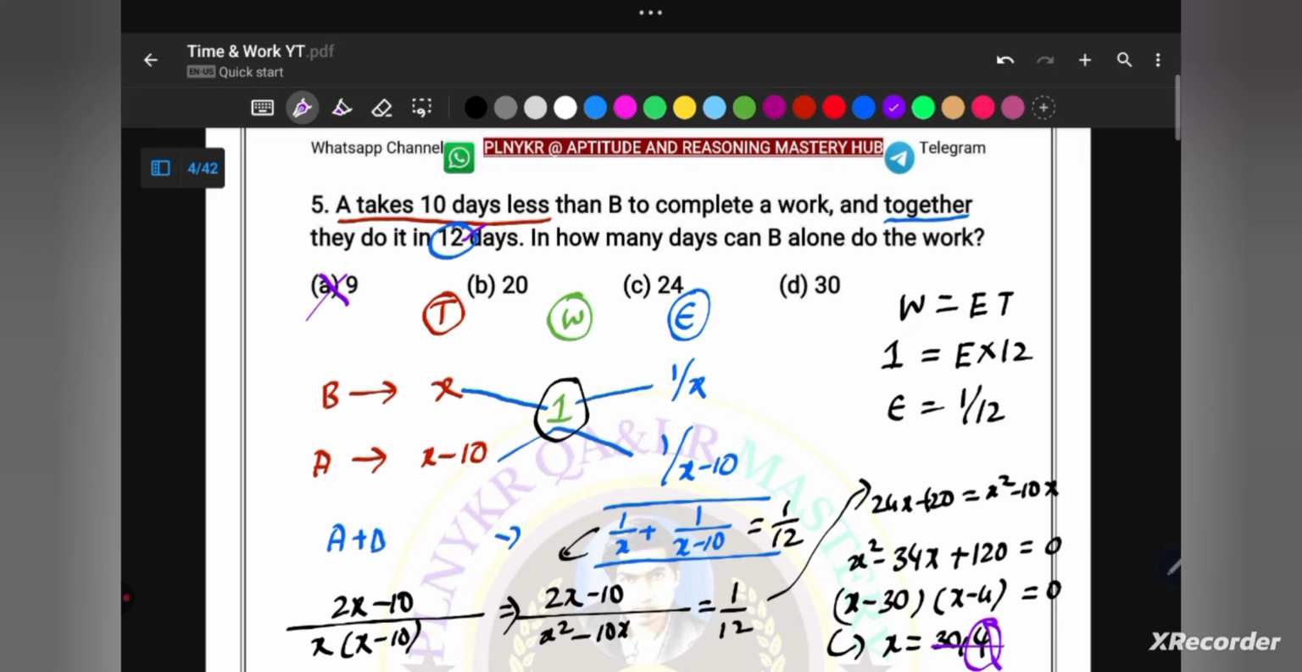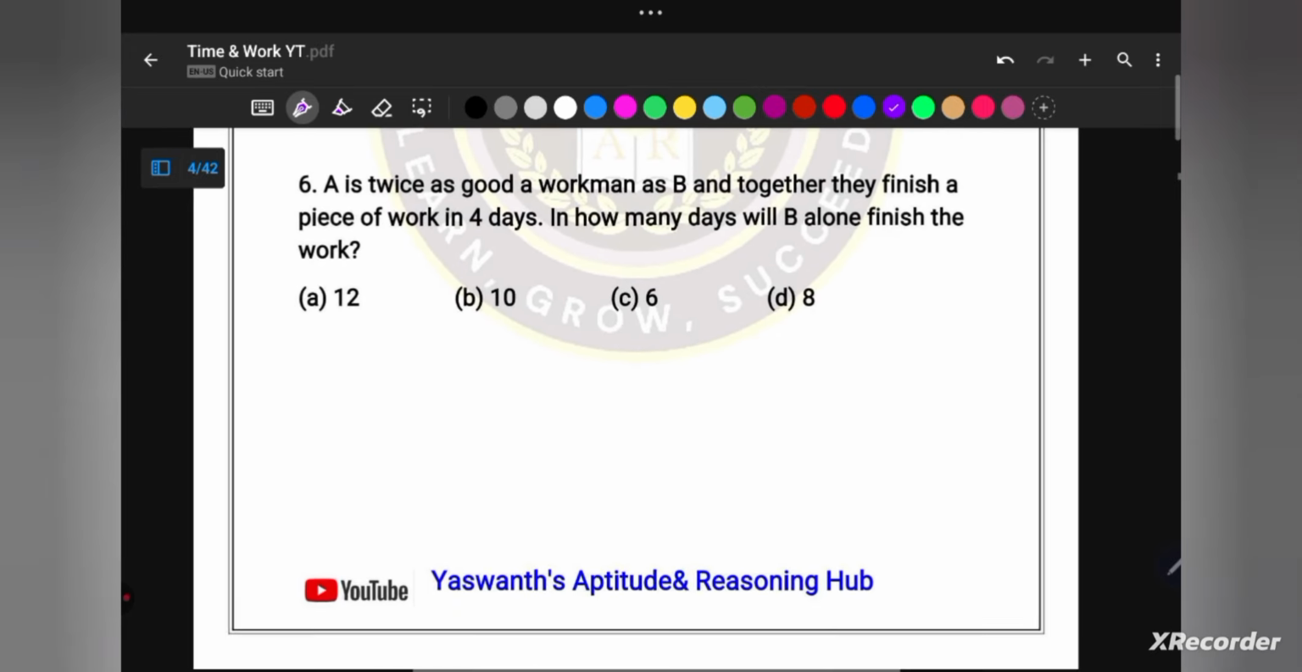Even by using the plug-in method, which means elimination method, randomly you can take from the back side. If you take B as 30 days, for A it will be 20. By using this elimination also you will be able to answer this question. Okay. The next one.